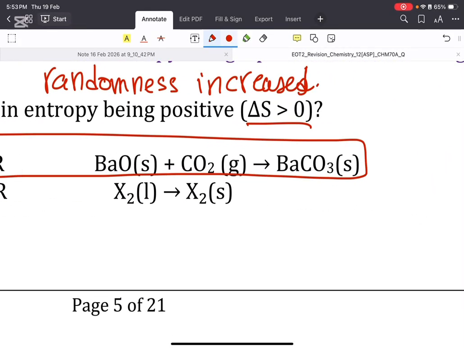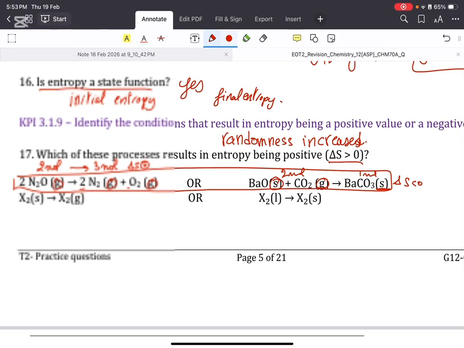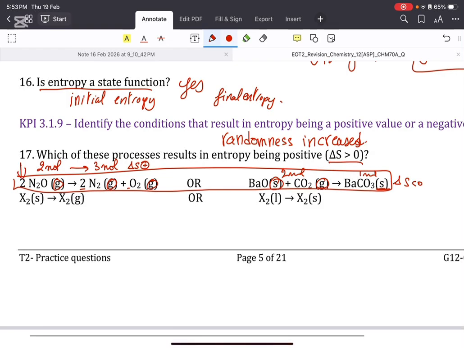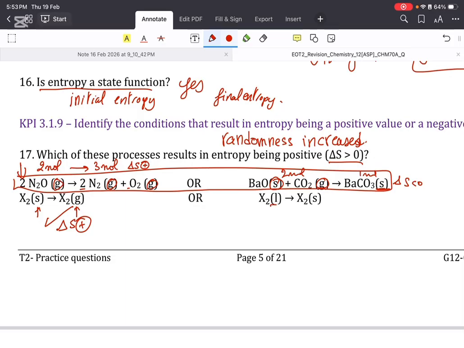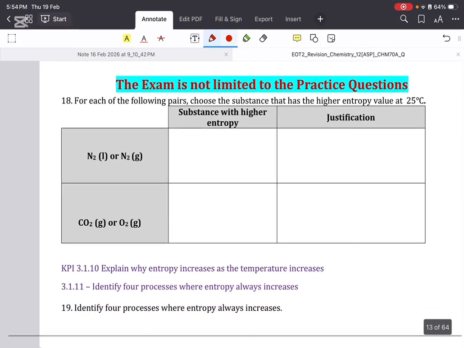Let's look at this one. I have solid and gas, but now in the product, I only have solid. And solid has less entropy than gas. Plus, I have 2 moles versus 1 mole. So the delta S here is negative. So this is the answer, this one. Now let's look at the other one. A change from solid to gas, entropy is going to be positive. Whereas a change from liquid to solid, there is more order, less randomness. Entropy is going to be negative.